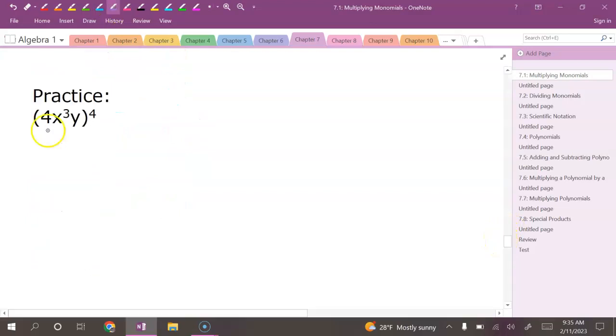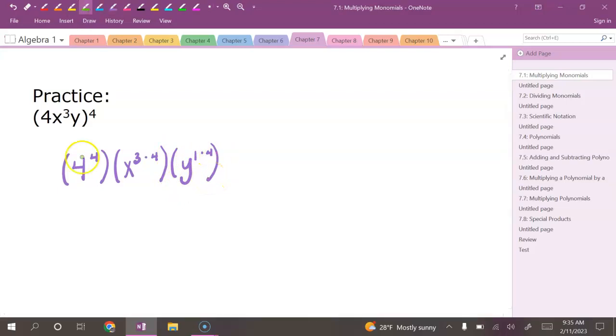Similar thing happens on this practice problem. You would have 4 now to the 4th power. X was to the 3rd, and you're taking that times 4. And the y, remember, has a 1 technically, and you're taking that times 4. 4 to the 4th power should be 256. X should now be raised to the 12th power, and y should be to the 4th power.